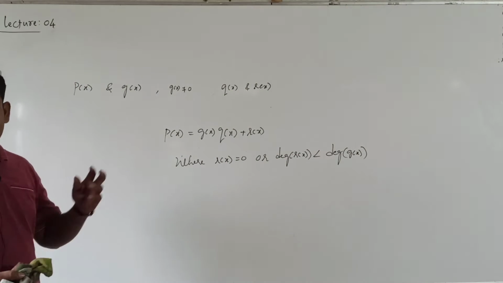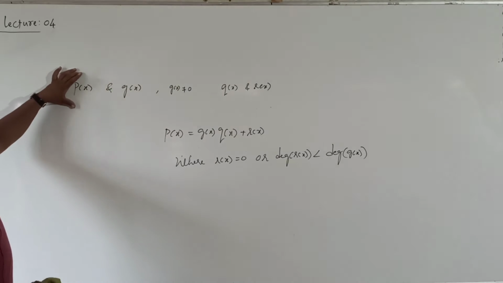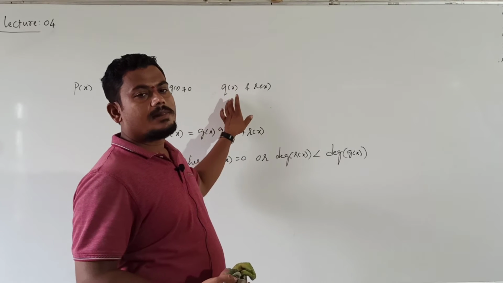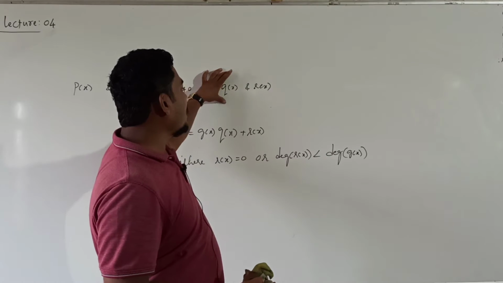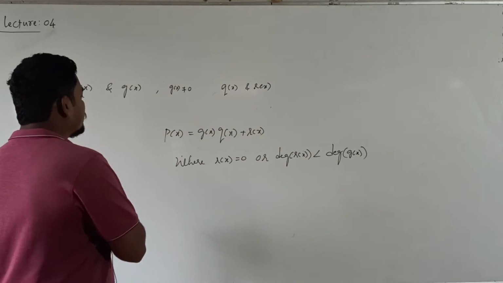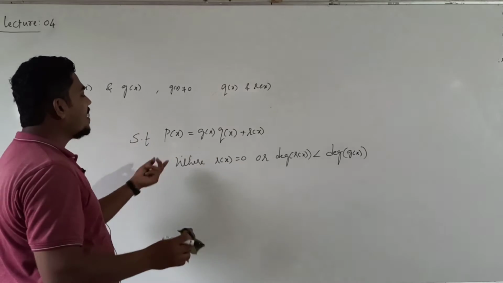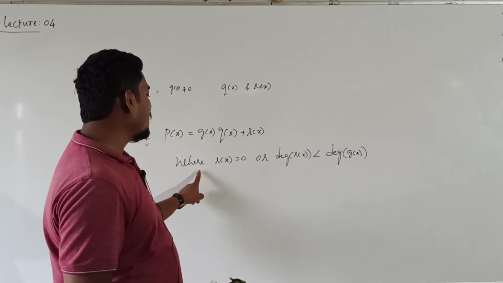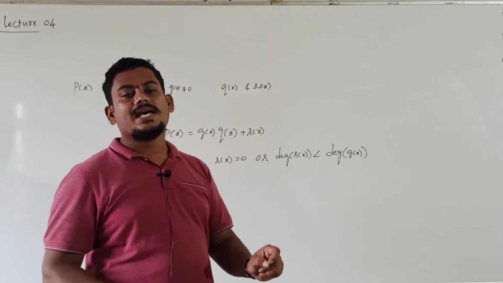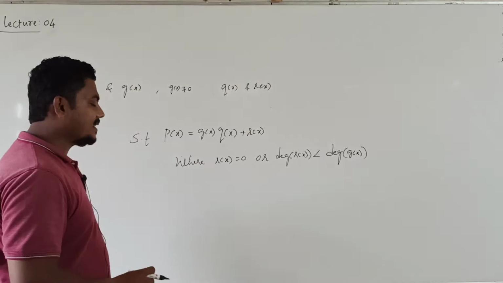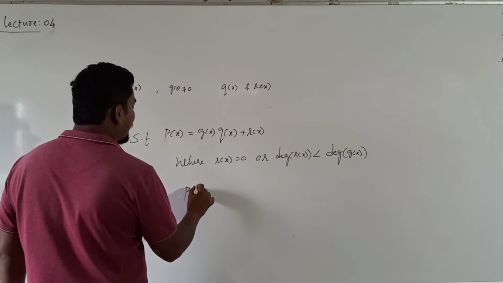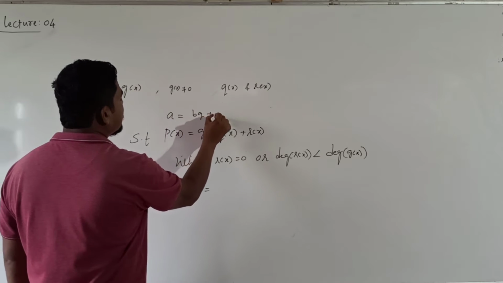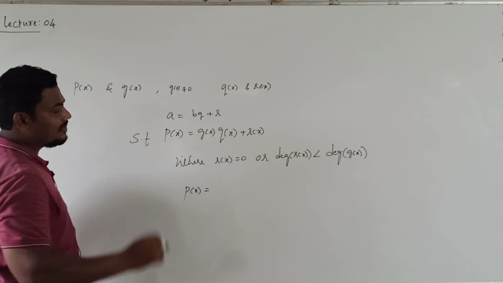This is known as division algorithm for polynomials. If p of x and g of x are two polynomials with g of x not equal to 0, we can find two polynomials q of x and r of x such that p of x equal to g of x into q of x plus r of x, whenever r of x may be 0 or degree of remainder should be less than degree of divisor. Here, what is p of x? It is like a is equal to bq plus r. In this case, p of x is nothing but a.